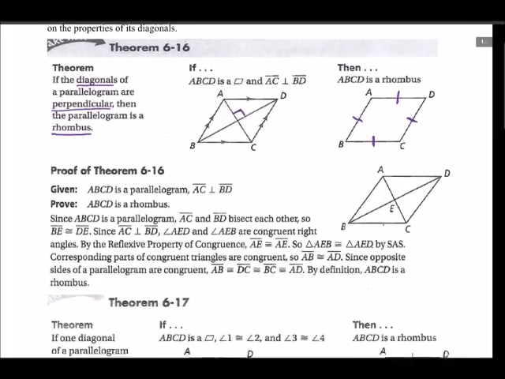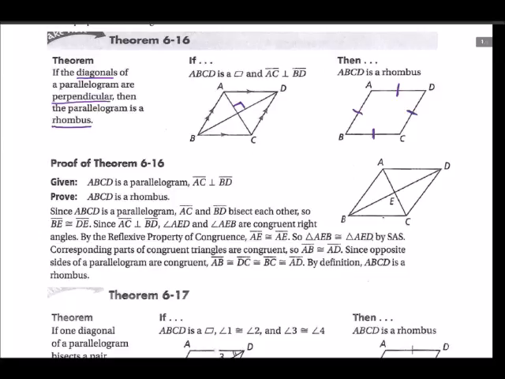Now, the proof of this, we're back to proofs. Let's look at the proof of this. So we are told that ABCD is a parallelogram, and segment AC is perpendicular to segment BD. So let's make a perpendicular here. Now we want to prove that it's a rhombus, so we need to get all 4 sides congruent. Well, how can we do that?